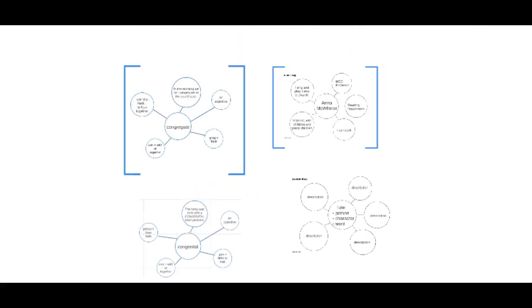Follow the instructions on Canvas for the next part.